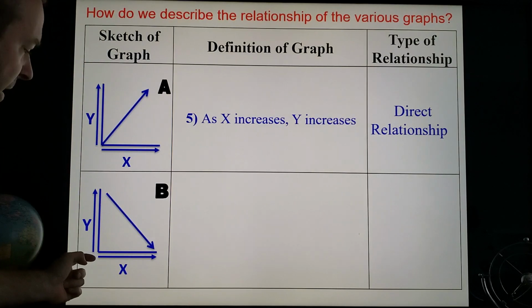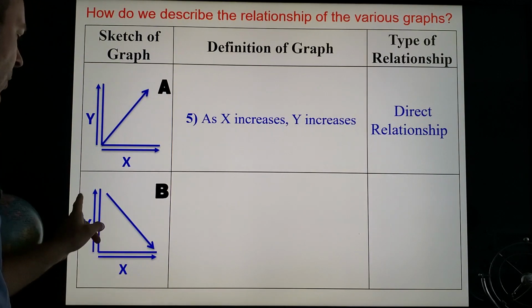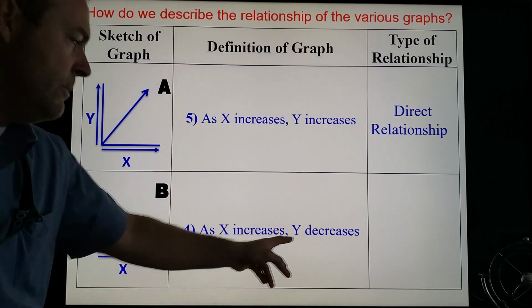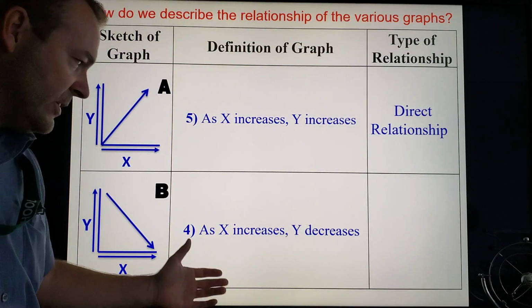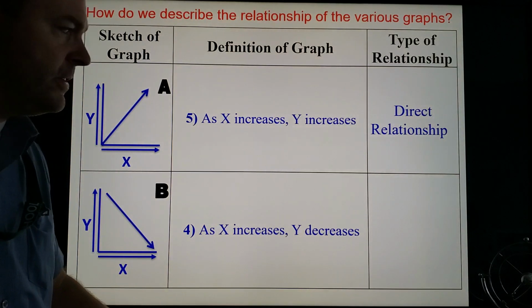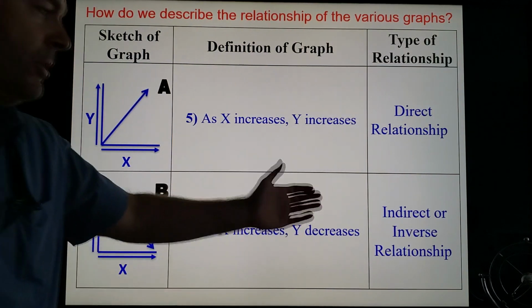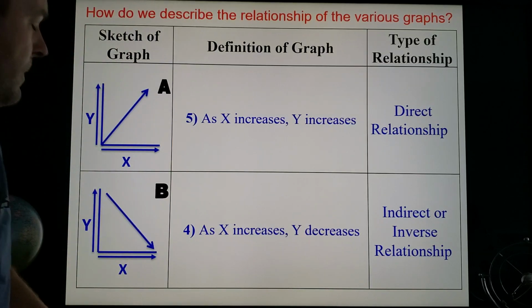So now as the x is still increasing, now the y is going down. It's decreasing. All right, so your as statement would look like this: as x increases, y decreases. It's no longer a direct relationship, right? We call it an indirect or inverse relationship.